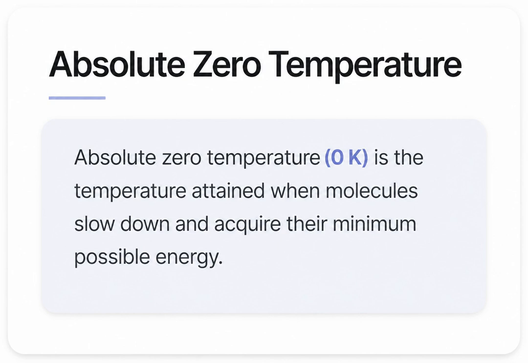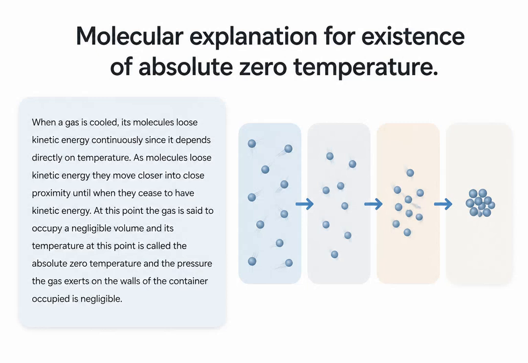Absolute zero, or 0 Kelvin, is the theoretical temperature attained when molecules slow down and acquire their absolute minimum possible energy. Let's look at the molecular explanation for absolute zero. As a gas cools, its molecules lose kinetic energy. They slow down and move closer together. Eventually, if cooled enough, they would theoretically cease to have kinetic energy entirely. At this point, the gas occupies a negligible volume and exerts negligible pressure. This state defines absolute zero.